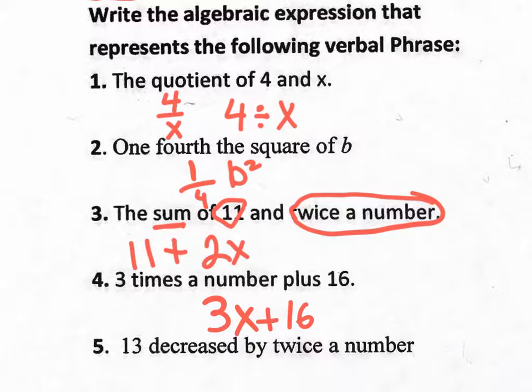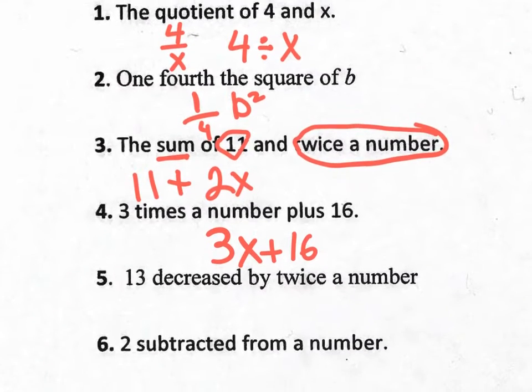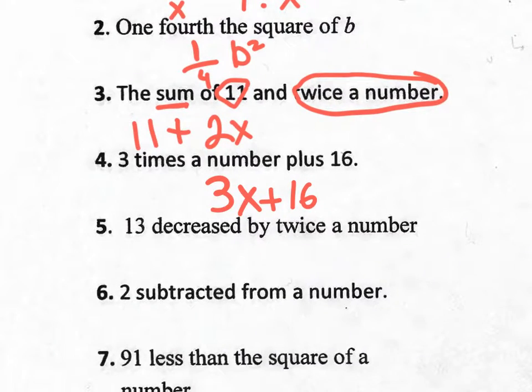You should be writing all this, yeah. No, the word says like 3 times a number plus 16. Yeah, you're supposed to be copying that stuff down too. Okay.